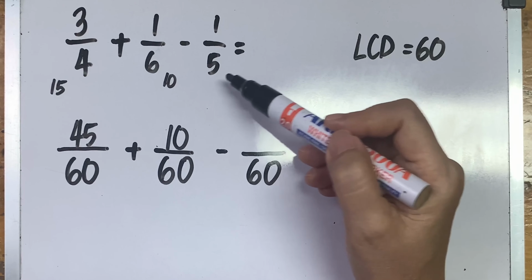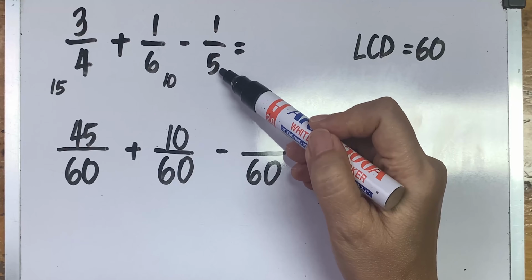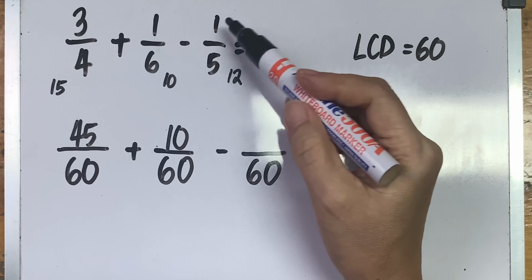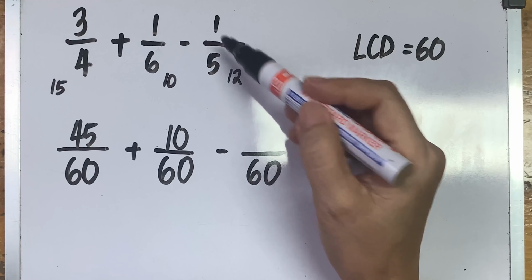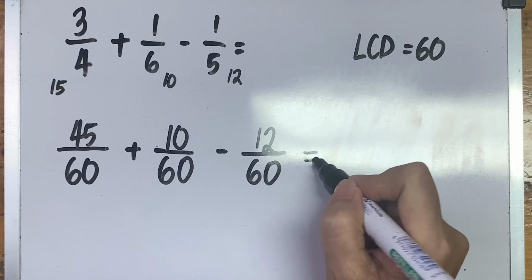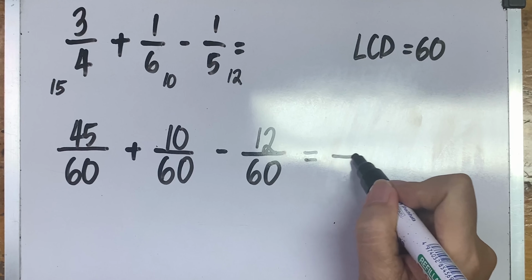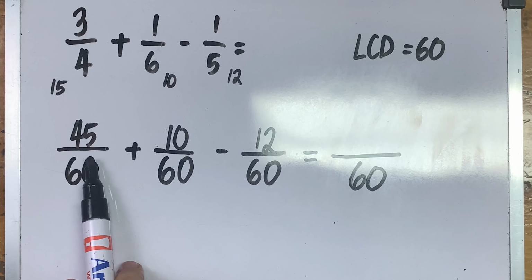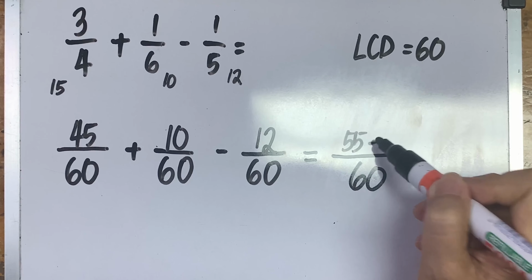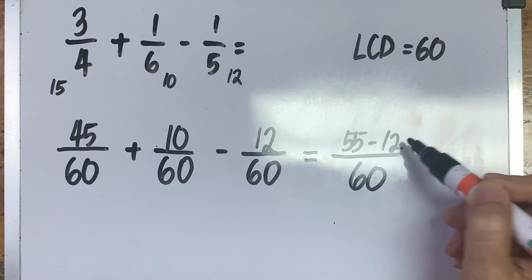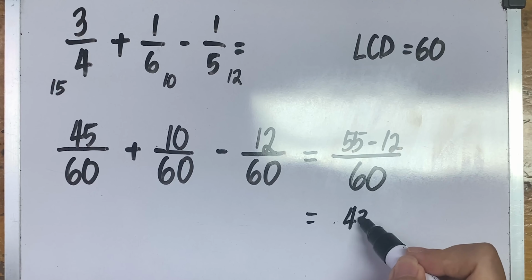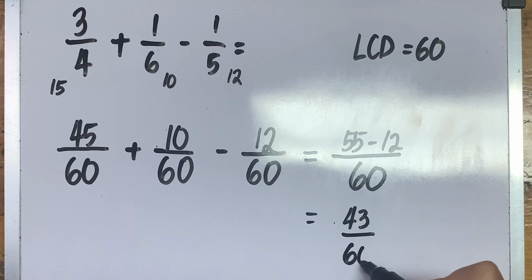Para maging 60 itong denominator na to, we multiply 5 by 12. At ito rin yung number na i-multiply natin sa numerator. So, 1 times 12 is 12. Now, pwede na nating i-add at i-subtract yung fractions. So, add muna natin yung 45 plus 10. That gives us 55. And then, subtract natin yung 12. So, 55 minus 12 gives us 43 over 60.